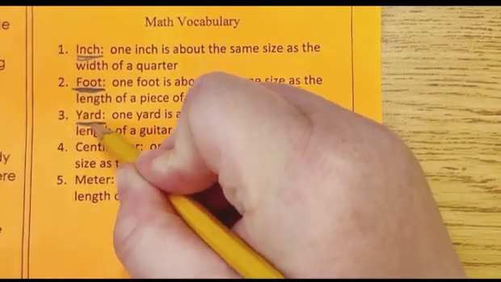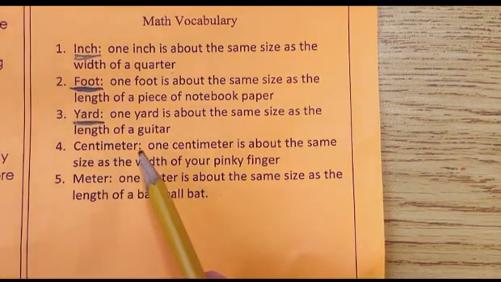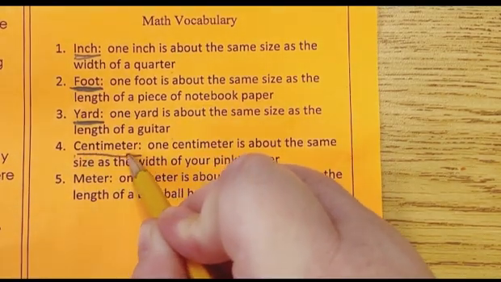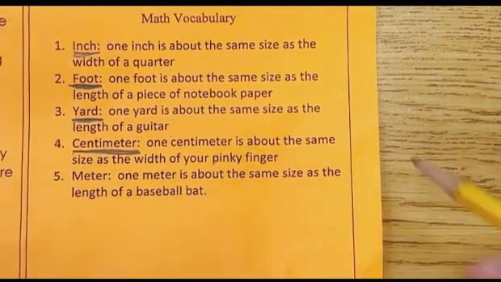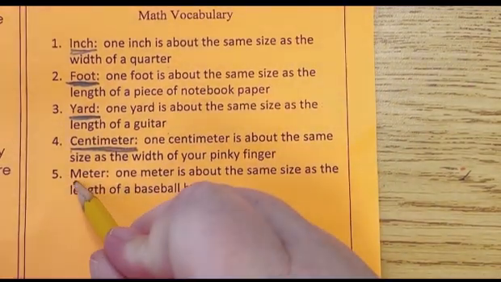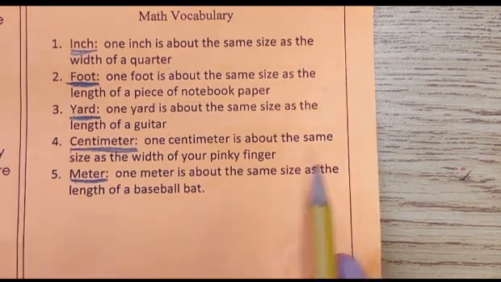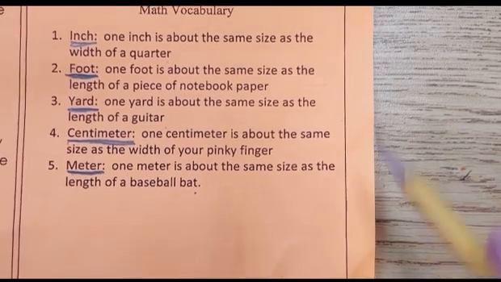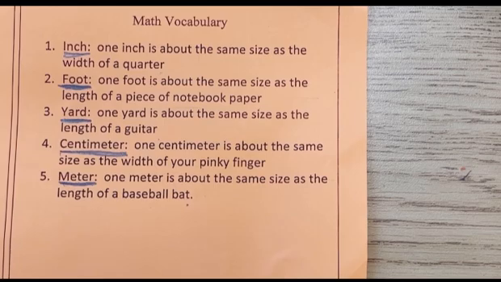A yard, when you think about a yard, that's about the same size as the length of a guitar, okay? And a centimeter, we're thinking smaller now. A centimeter is about the same size as the width of your pinky finger. And a meter is about the same size as the length of a baseball bat. So that's just a little bit of comparison to help you kind of visualize what these would look like.